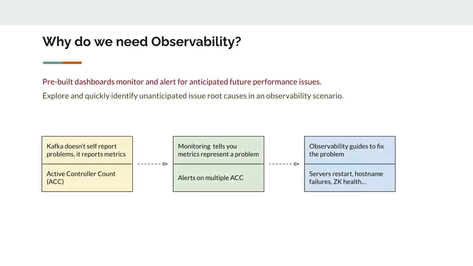Apache Kafka in itself does not report problems. It only reports metrics. One of the elements we discussed in the basics was the controller broker. The active controller count metric exposed by Kafka must be one. If there are more controllers, it will lead to a split brain problem. Alerting can tell us there is an issue, but good observability can help us determine the root cause, like servers restarting, NTP clock failure, network packet dropping, which can potentially lead to multiple brokers becoming controllers.